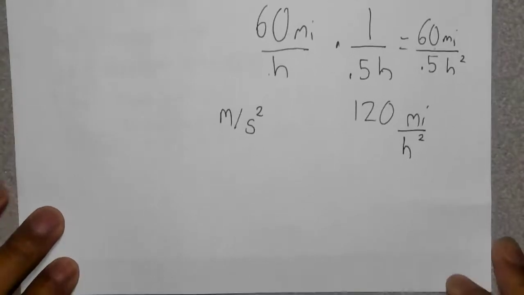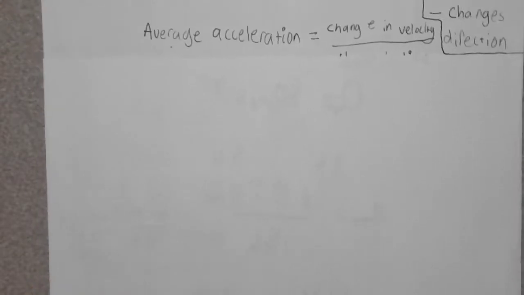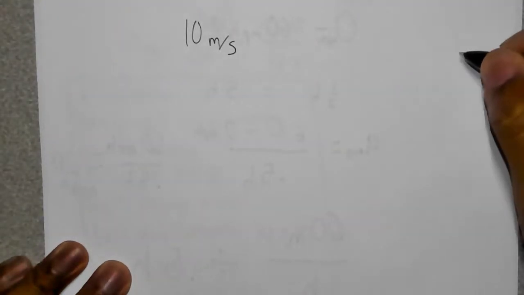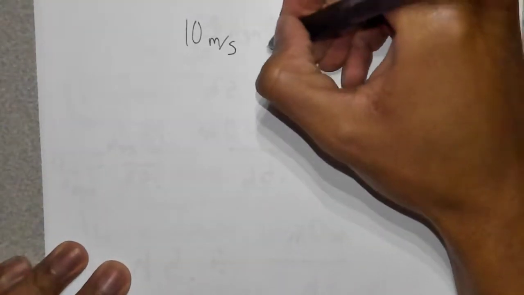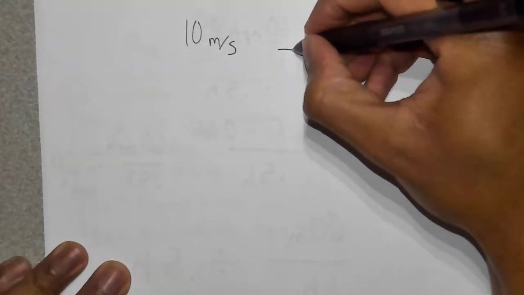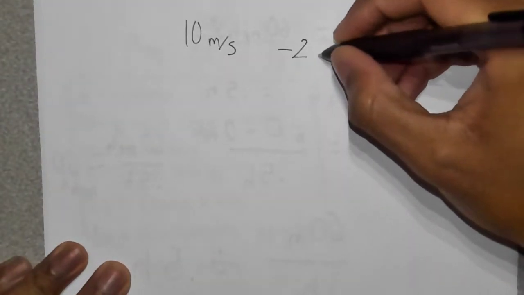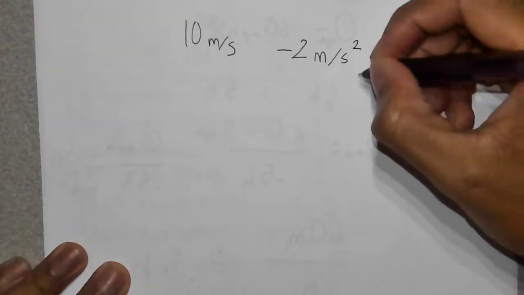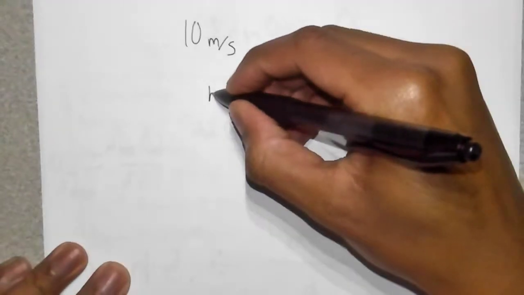Let's look at another problem. So let's say one of the UT 40 acres buses is going 10 meters a second, and it starts hitting the brakes, it slows down, decelerating at an average and uniform acceleration of -2 meters per second squared. How long does it take to stop?